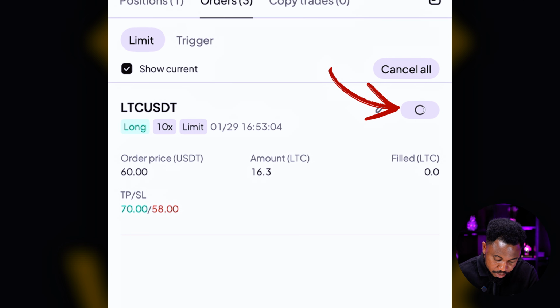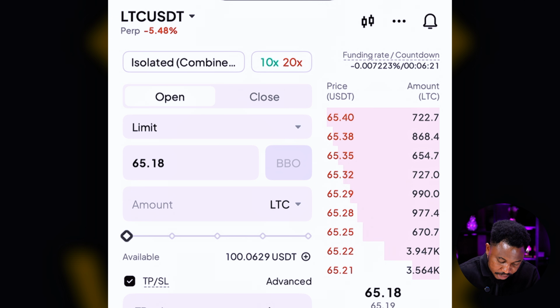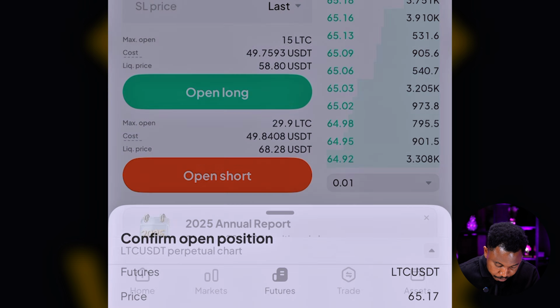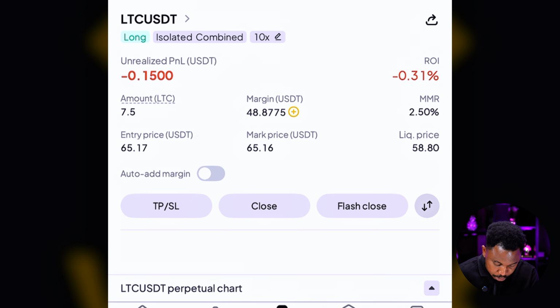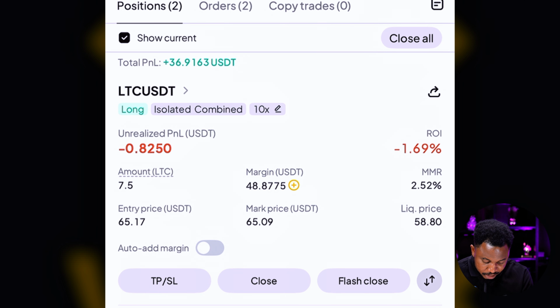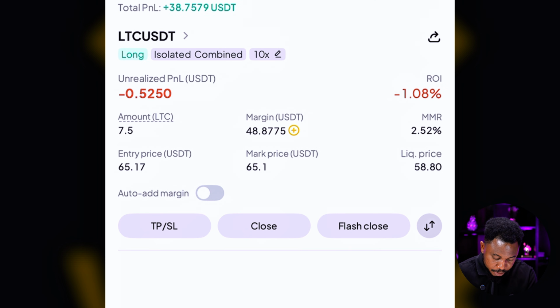So let me go ahead and cancel this, and let's enter with market price, or let's enter with the current price right there, which is around this price here. I'm just going to do 50% of my money and click on open long, and you can see right here this trade has opened. You can see my margin, which is $48.8. The ROI is 0.63 minus 0.62%. You can see my entry point 65.17. And liquidation, if this thing goes to 58.80, it's going to liquidate me basically. So this is basically how to enter a specific trade.